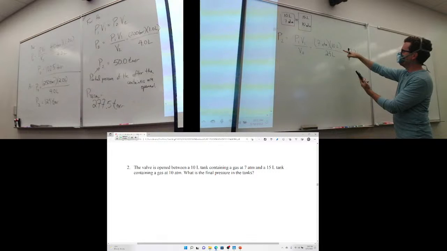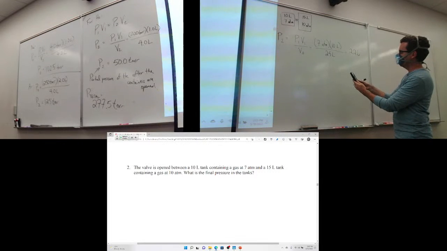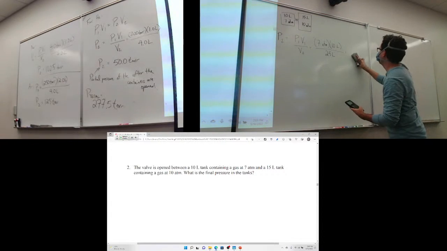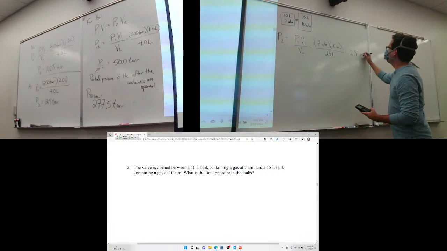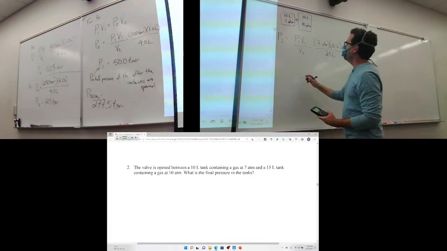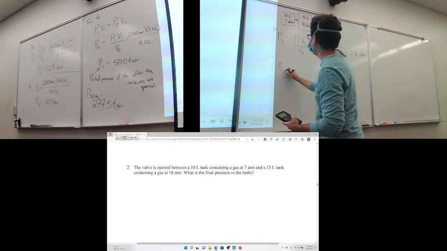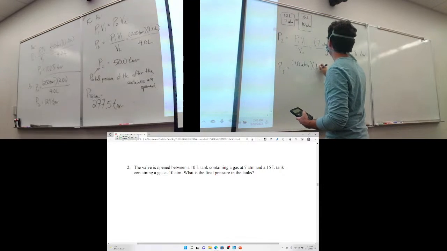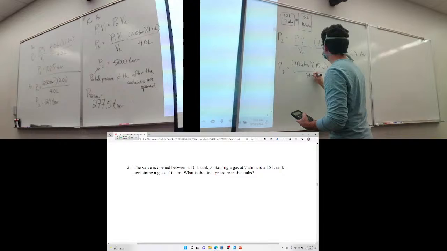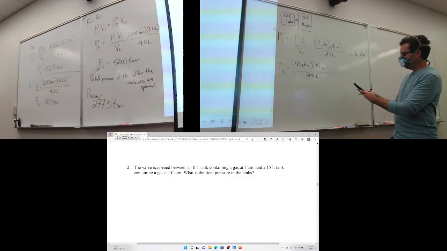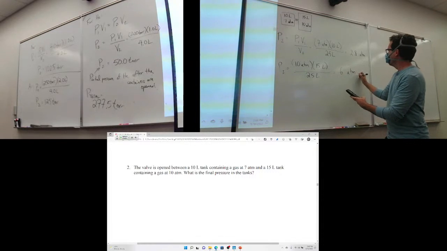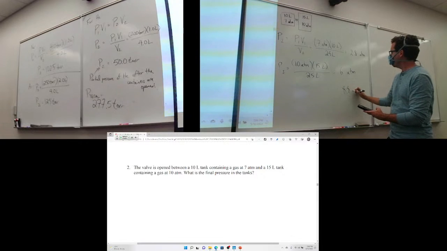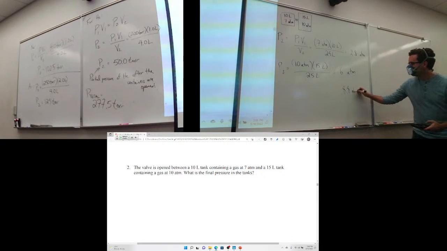Hold on. It's 2.8. 10 times 7, no, I did 70. That's why. 7 times 10 divided by 25, 2.8. And that's the first tank. The second tank's gas is going to be 10 atmospheres times 15 liters divided by the new volume, 25 liters. 10 times 15 divided by 25 is 6 atmospheres. So the total pressure is going to be 8.8 atmospheres. You add those two together.